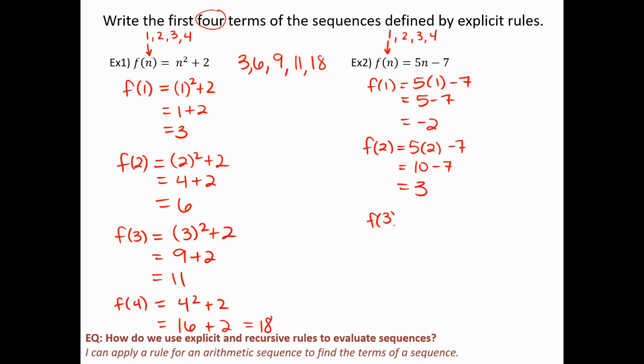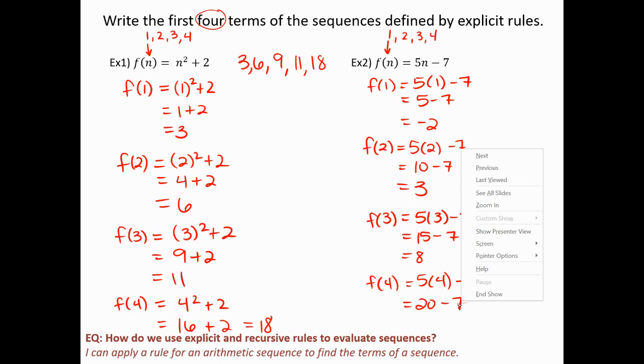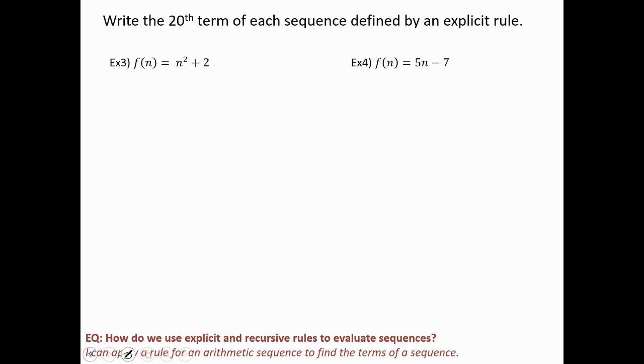Then I do plug in 3. 5 times 3 minus 7, I get 15 minus 7, which is 8. And finally, 5 times 4 minus 7, I get 20 minus 7. Oopsie, sorry. Go back real quick.